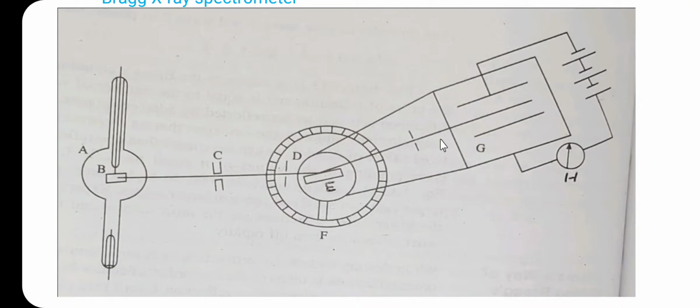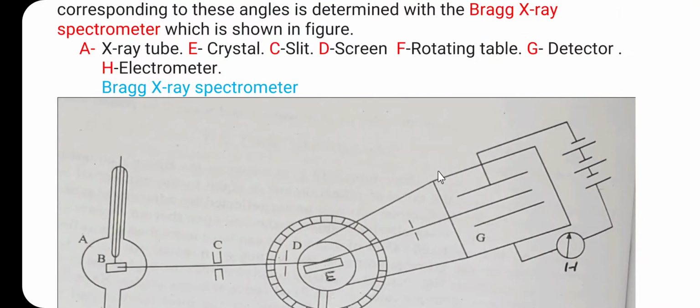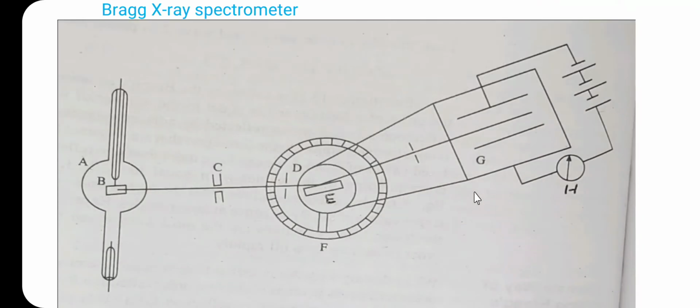So this is very important. The glancing angle theta for which the strongest reflections are obtained are those which satisfy the Bragg's equation. This procedure is repeated for the important planes of the crystal. So friends, this is about the Bragg's X-ray spectrometer. With its help, the glancing angle theta can be measured.